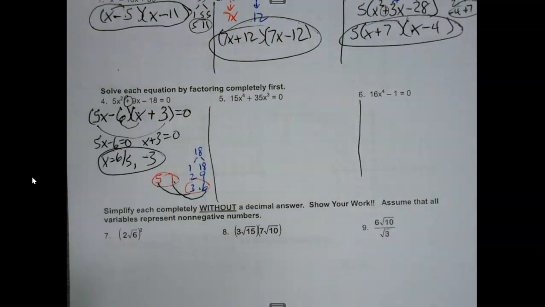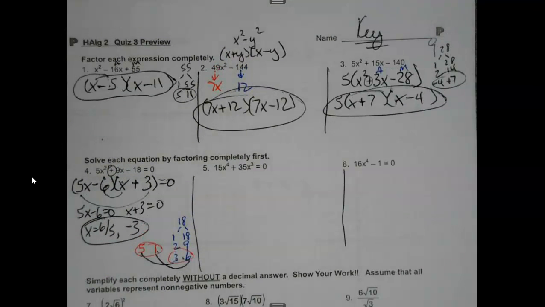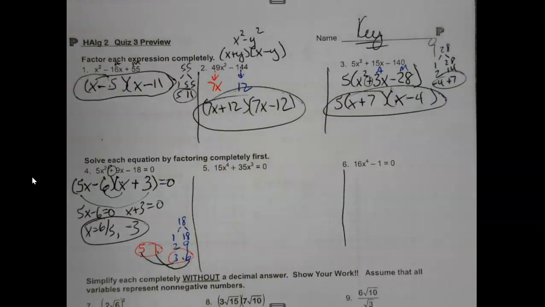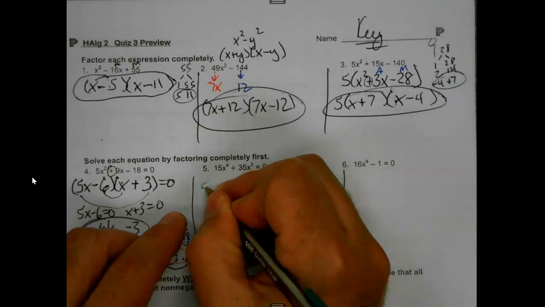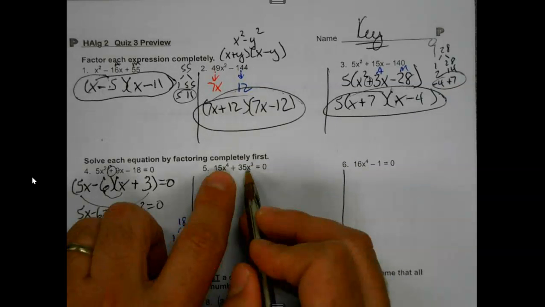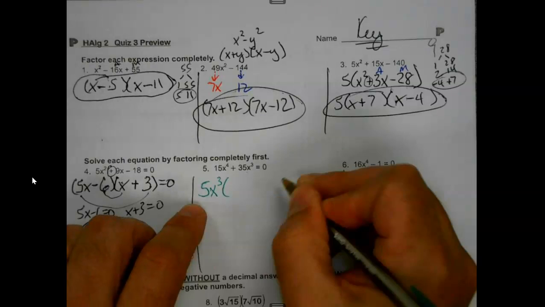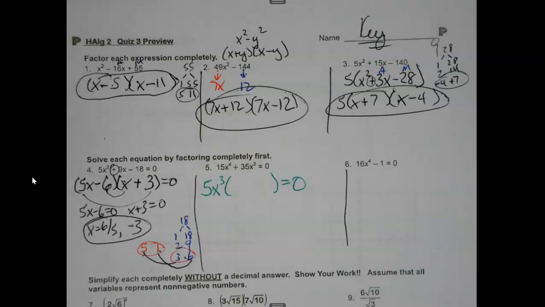Okay, and I feel ashamed of myself at this point. I have not been saying this every problem. What do we do first every time? We check to see if there's something in common. Okay, something going to 15 and 35. 5 does. They both have x's. Take the smaller of the 2 degrees. And then we're just dividing it out.